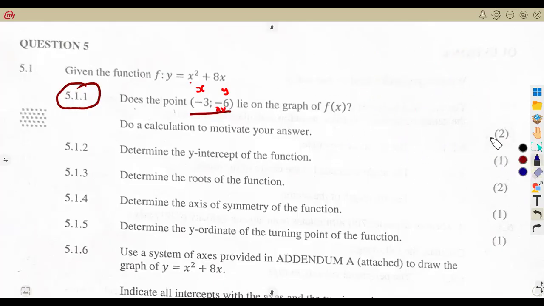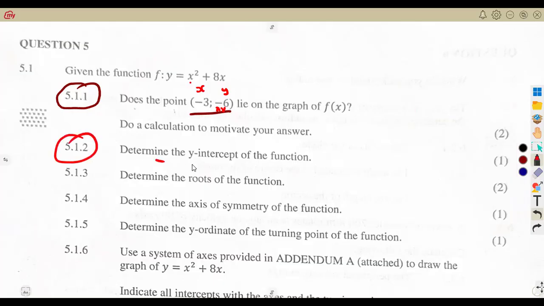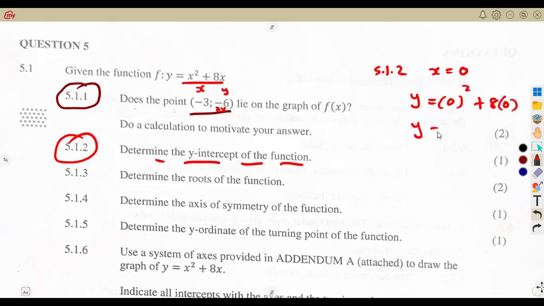Moving on to the other part, on 5.12 you were asked to determine the y-intercept of the function. Remember, the y-intercept is on the condition where x is equal to 0. So when x is equal to 0, y is equal to what? In place of x, just substitute a 0 there. That was going to give us a 0. So that's our y-intercept.